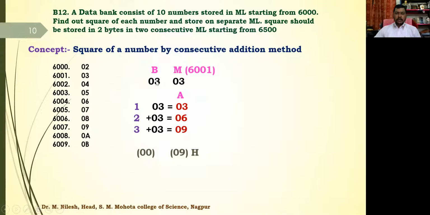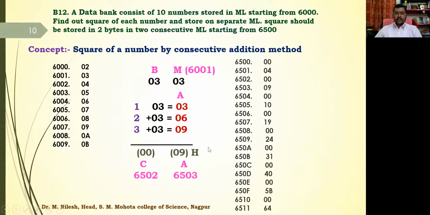We have to put this in some of the registers. We are using register B as the counter, so the count is in register B, and the memory location is added to the accumulator every time. So for 3 times it will show 9, which is the square of 03. Now we have to store this. The carry is to be stored in register C, and the result is stored in accumulator A. We have to store these in 6502 and 6503.